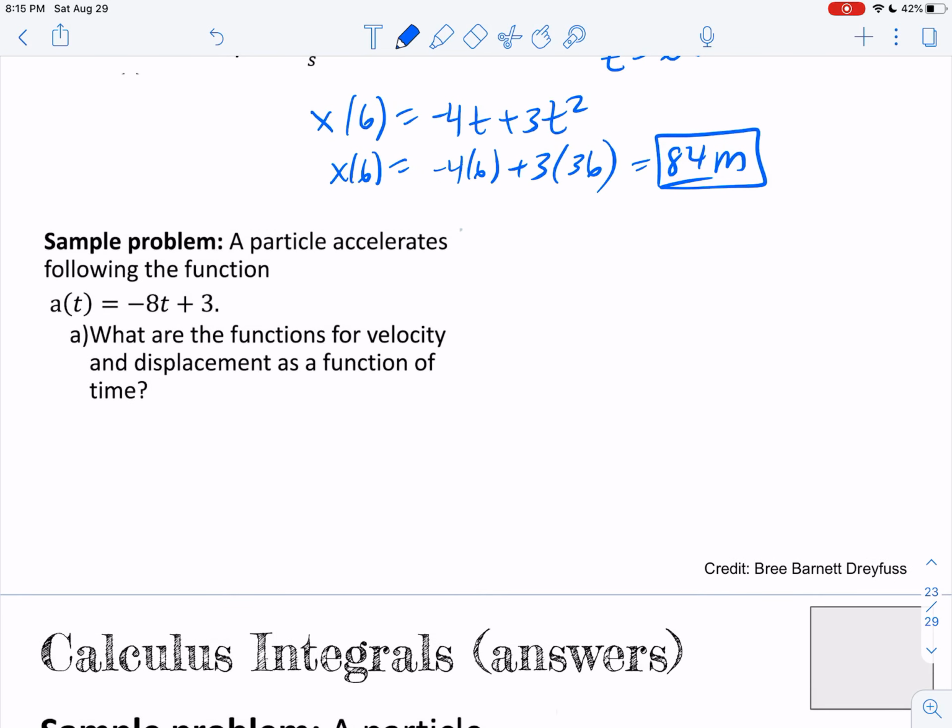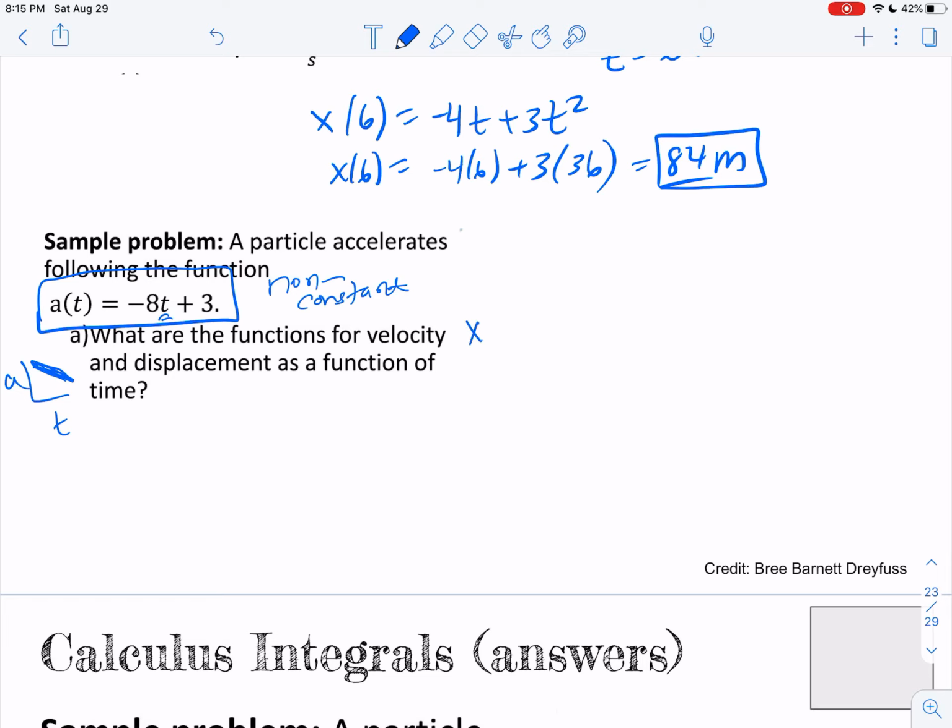A particle accelerates following the function negative 8t plus 3. So this is going to be a non-constant acceleration because it's time dependent here. Otherwise, it would just be a number, right? So on my acceleration graph, this is going to be some kind of a line. Well, actually, it'd be this way because it's negative. It's going to be a diagonal line, as opposed to a horizontal line when it's constant acceleration.